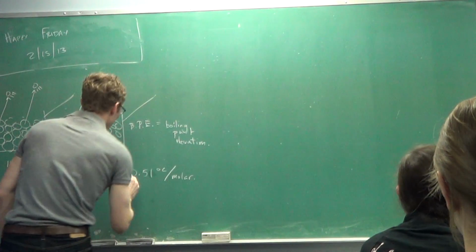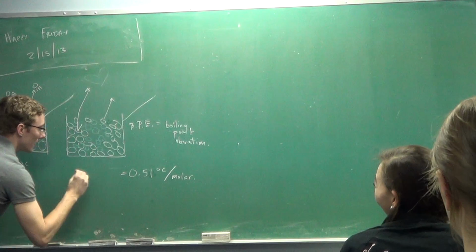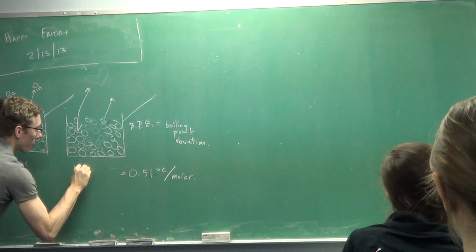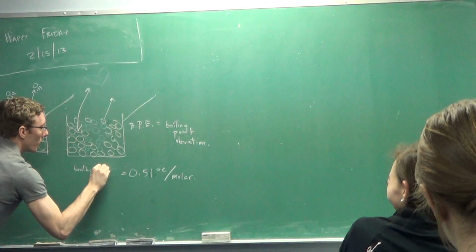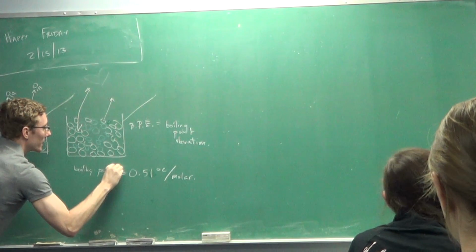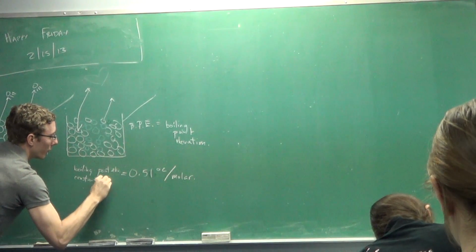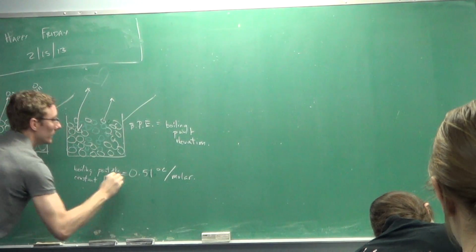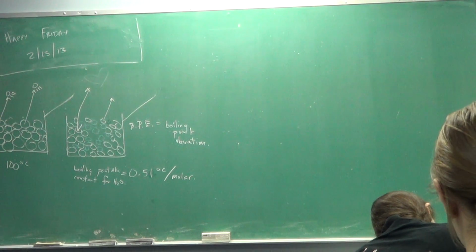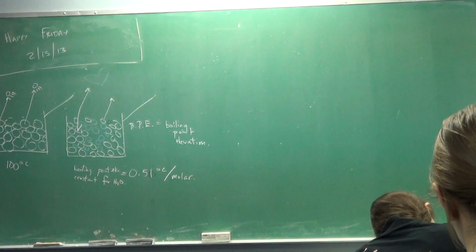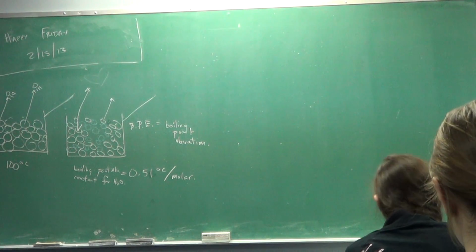This is, by the way, let me write this out, what this is. This is the boiling point elevation constant for water. 0.51 degrees Celsius per molar. Let's talk about what a molar is.